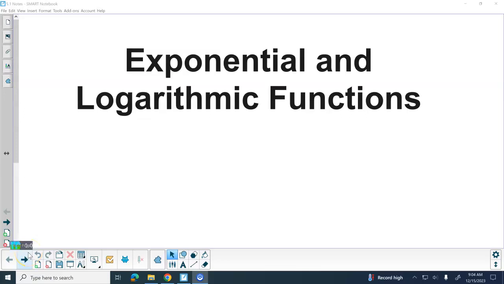So, today we're going to start exponential and logarithmic functions. Then, next week, Monday, we'll solve exponential and logarithmic equations. Wednesday, we'll do day 2 of solving, because there's enough information to probably actually do 3 days.